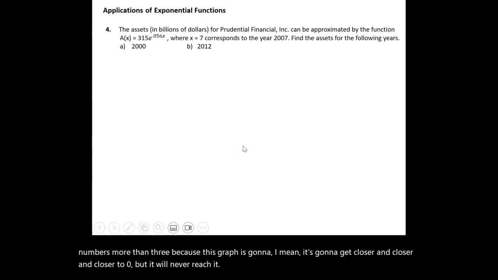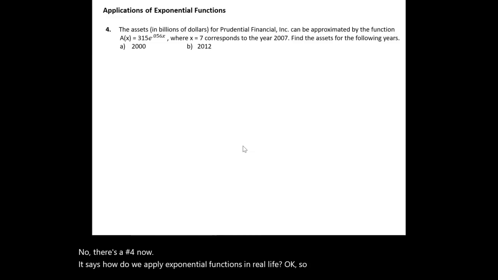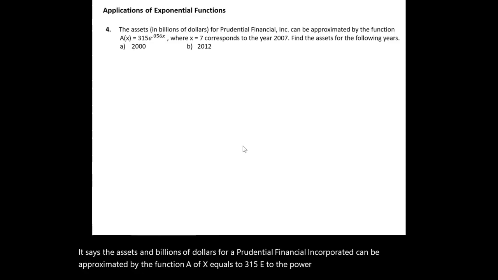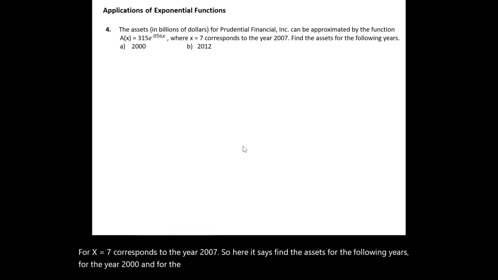Okay, now, this is number 4. It says, how do we apply exponential functions in real life? Here's an example. It says the assets in billions of dollars for Prudential Financial Incorporated can be approximated by the function A of x equals 315 e to the power of 0.056x, where x equals 7 corresponds to the year 2007. So here it says find the assets for the following years, for the year 2000 and for the year 2012.